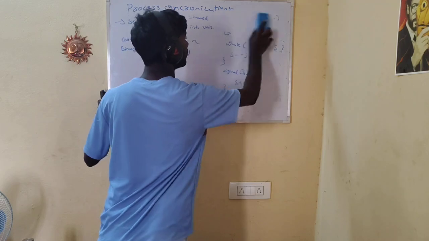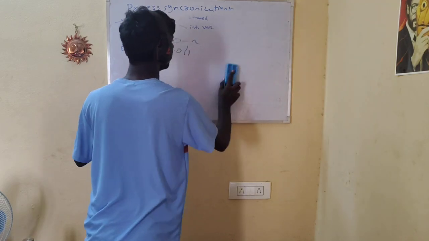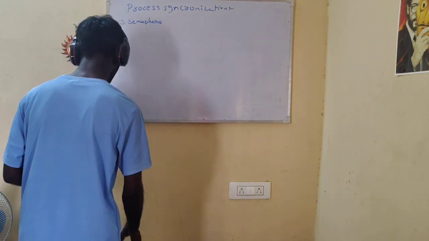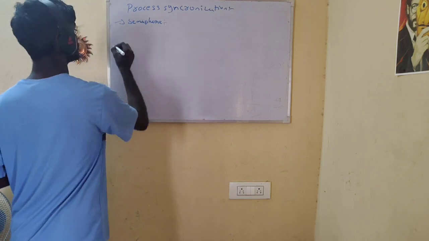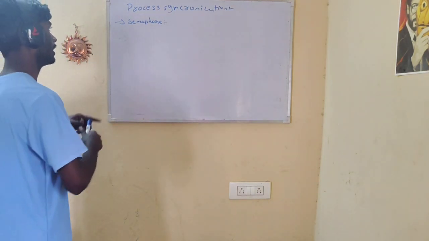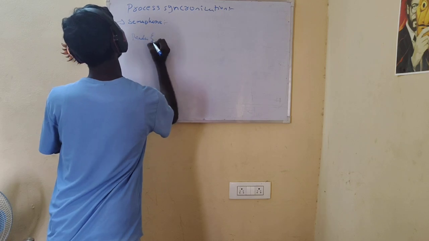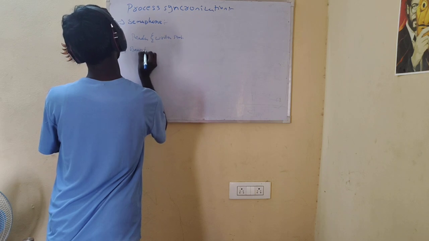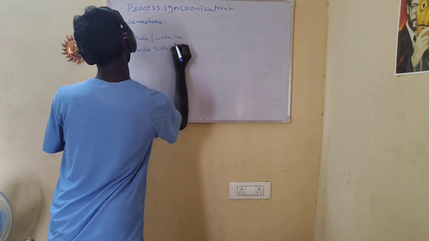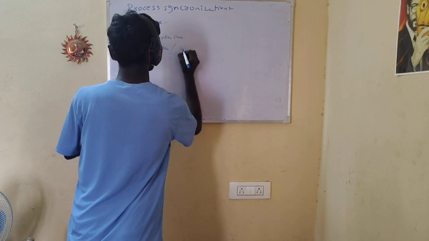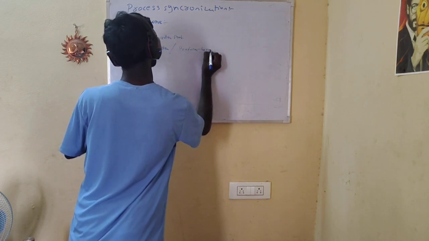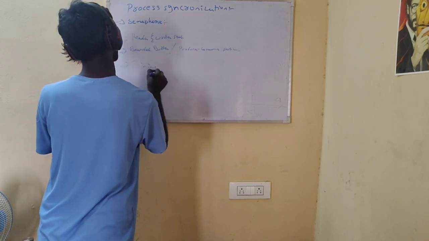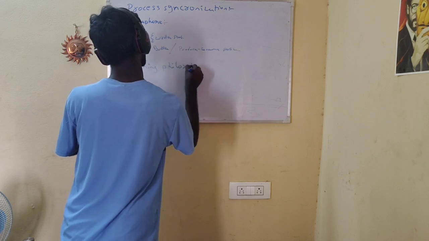Examples of places where we are going to use semaphores are the common critical section problems, that are the reader and writer problem, bounded buffer or producer consumer problem, and dining philosopher problem.